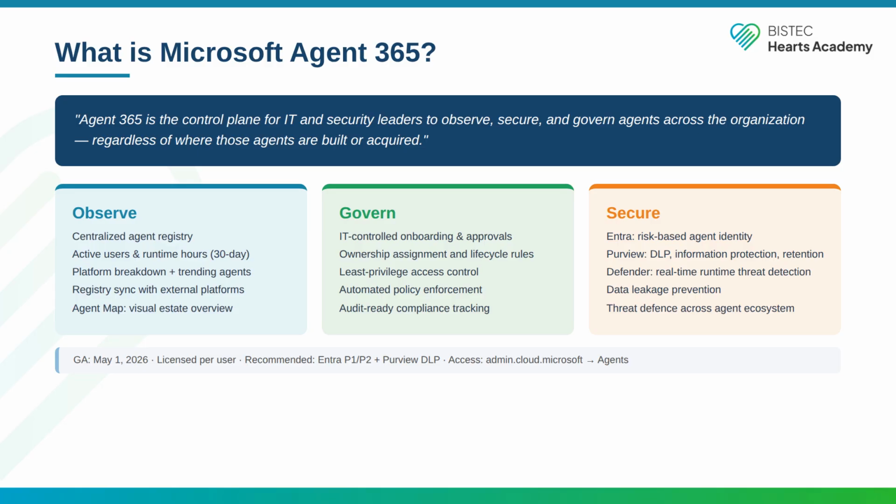The product organizes around 3 pillars. Observe gives you centralized visibility across your entire agent estate. You see all agents in a single registry, their active users and runtime hours over the last 30 days, which platforms they were built on, and a visual agent map showing how agents relate to each other across the organization.